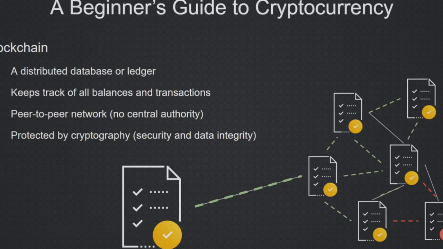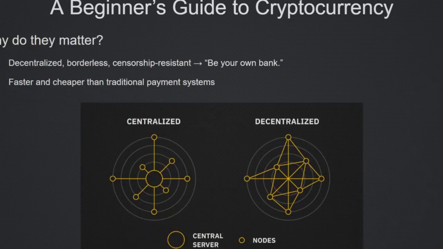So why are cryptocurrencies useful? Why do they matter? There are many different ways of building a blockchain and creating a cryptocurrency. But if we take Bitcoin as an example, we know that it is decentralized, borderless, and censorship resistant. This means that there is no central bank, government, or authority in charge. Bitcoin doesn't have a CEO. In other words, you can be your own bank. You can control and move your funds without the need for intermediaries. And cryptocurrencies provide new ways of transacting value across the internet, and they are faster and cheaper than traditional payment systems. And here you can see the difference between centralized and decentralized networks.